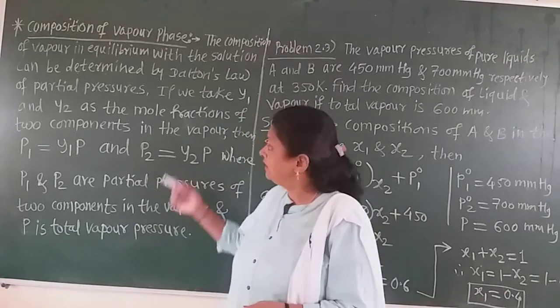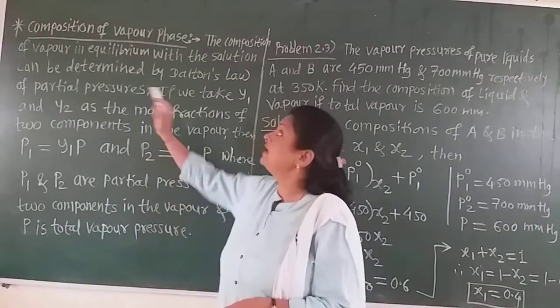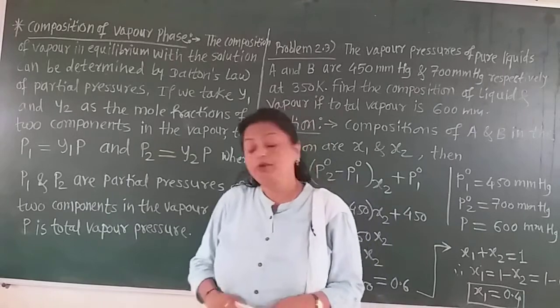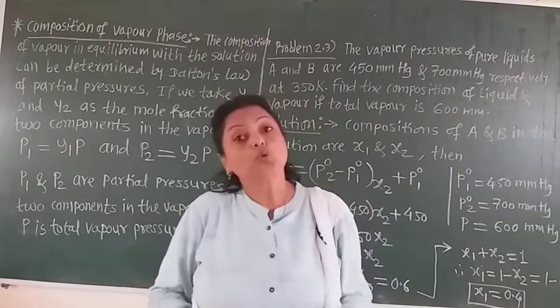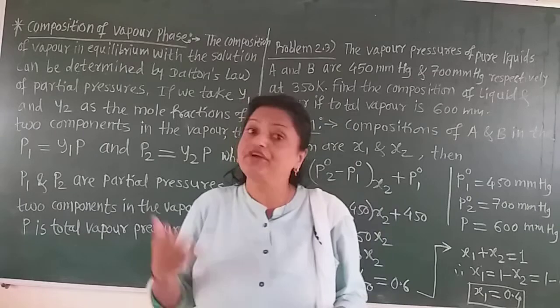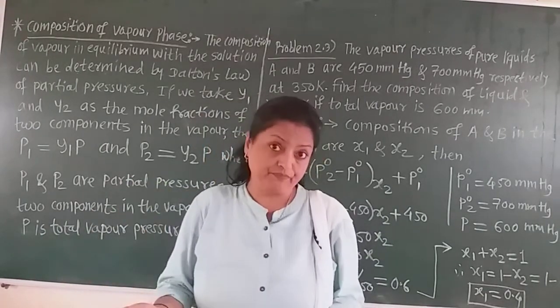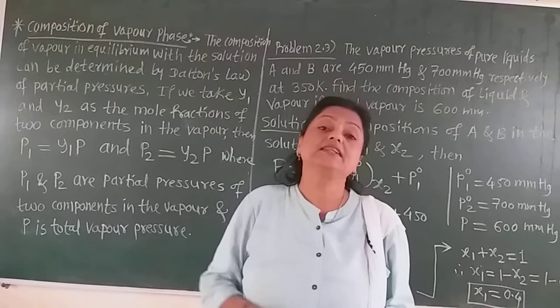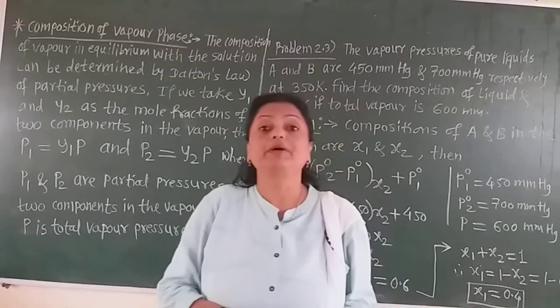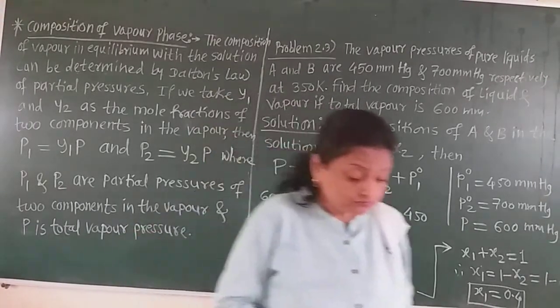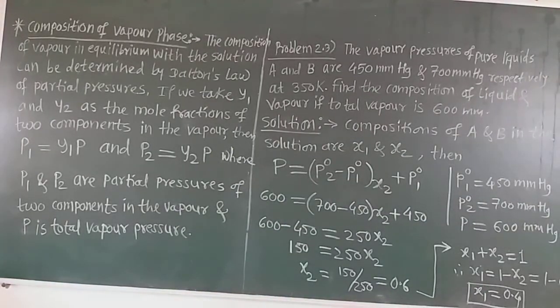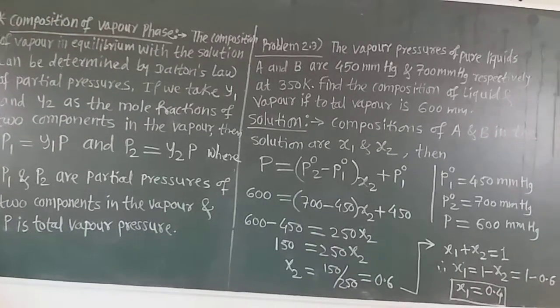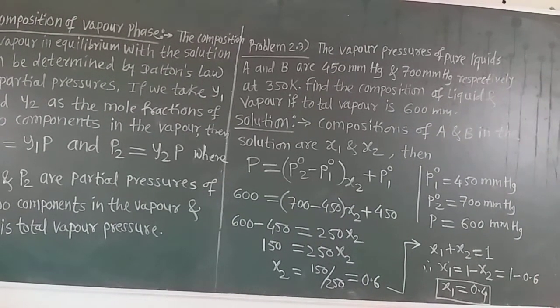Now why do we derive the composition of the vapor phase? Because there are numericals to calculate the composition of the vapor phase and the composition of the liquid phase. The composition of the liquid phase is X1 and X2, and the composition of the vapor phase is Y1 and Y2. Now let us solve a numerical based on calculating the composition of liquid and vapor phase. See this problem 2.3.